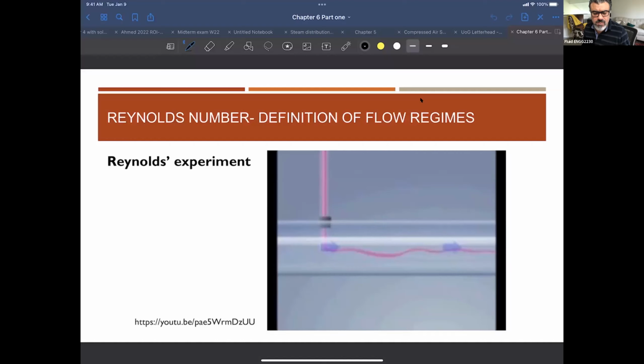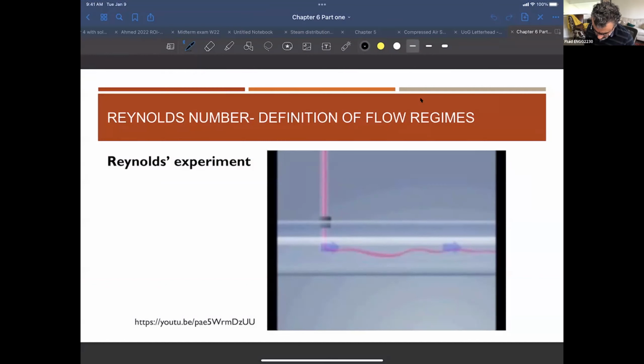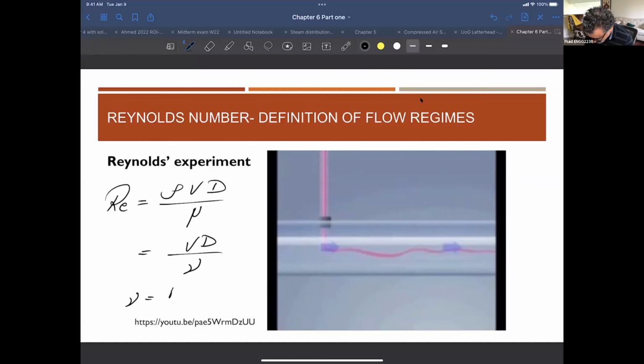So in order to define the flow characteristic, we're going to run what we call a Reynolds experiment, and this Reynolds experiment is relating rho V. Sorry. So the Reynolds number here is rho V D over mu, or V D over nu. If you remember, nu is mu over rho, right? So relating density, velocity, and diameter over the viscosity, this is what the Reynolds number is.